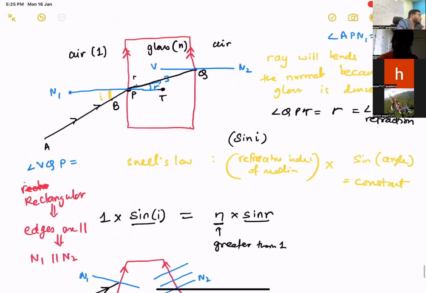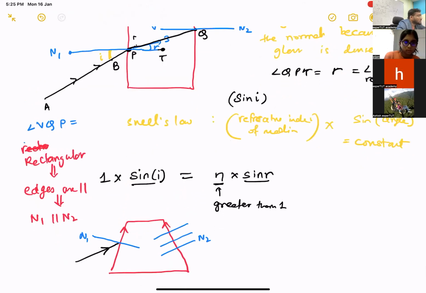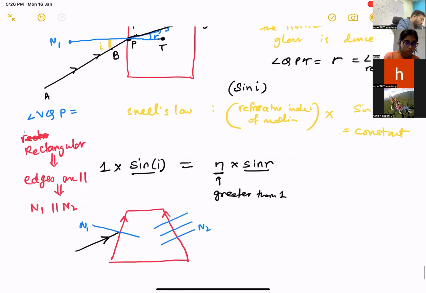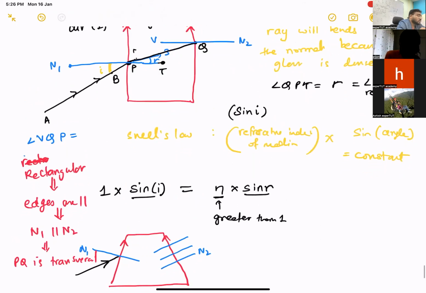Now, because N1 is parallel to N2, PQ will be called a diagonal? No. Between two parallel lines, if a line intersects them both, what is it called? Very good. Therefore, PQ is a transversal. If PQ is a transversal, then what are equal? Angle TPQ and VQ. Yeah, these two are equal, right? And therefore, this angle should also be R. Understood?